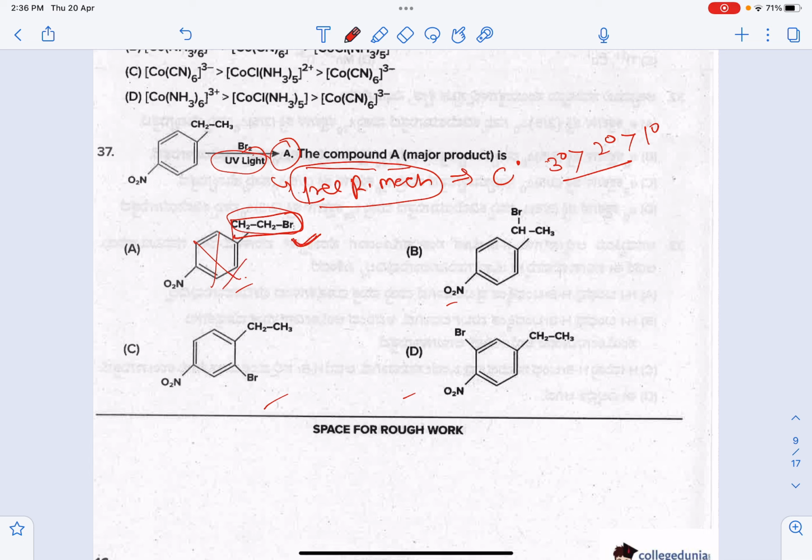So among these, where the most stable free radical is formed, that product will be major. Here the secondary free radical is formed, and here the primary free radical is formed. As you know, the secondary free radical is more stable than the primary free radical, so bromine will add here. So our correct option will be B.